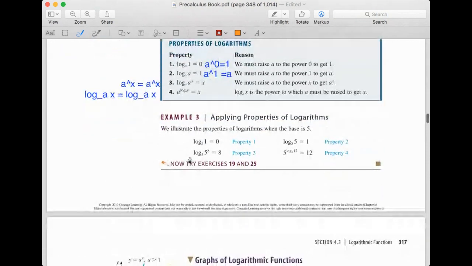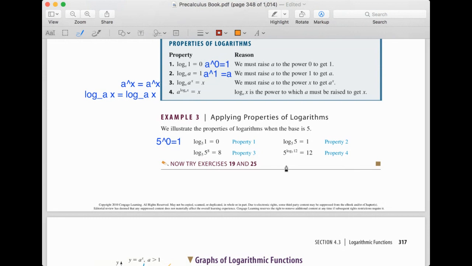Okay, let's see some examples. Log base 5 of 1 equals 0, right? By the first property, because 5 raised to the power 0 equals 1. The second one is 5 raised to log base 5 of 8 equals 8. This property is very useful. It is saying that if we can write the value as an exponential with the same base as the log, then they cancel out and we get 8, right? Log base 5 of 5 equals 1, because 5 raised to the power 1 equals 5. Then log base 5 of 12 is just log base 5 of 12, property 4.